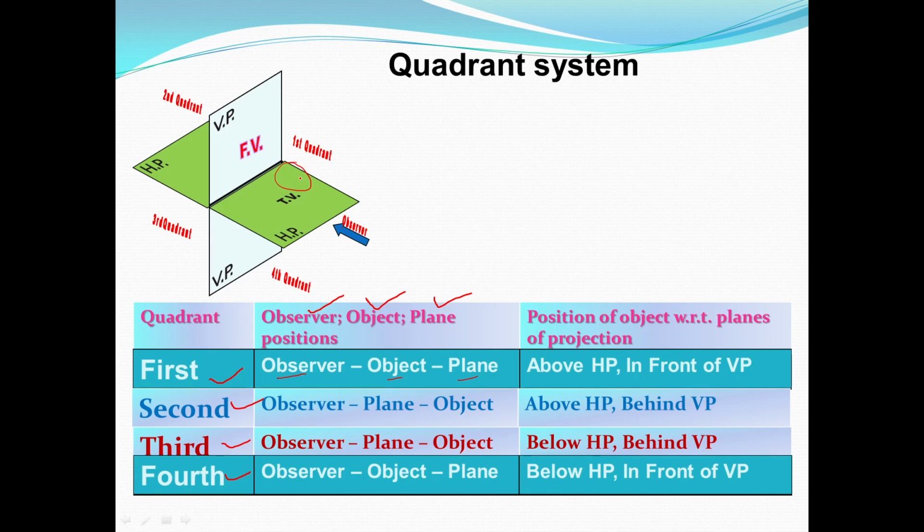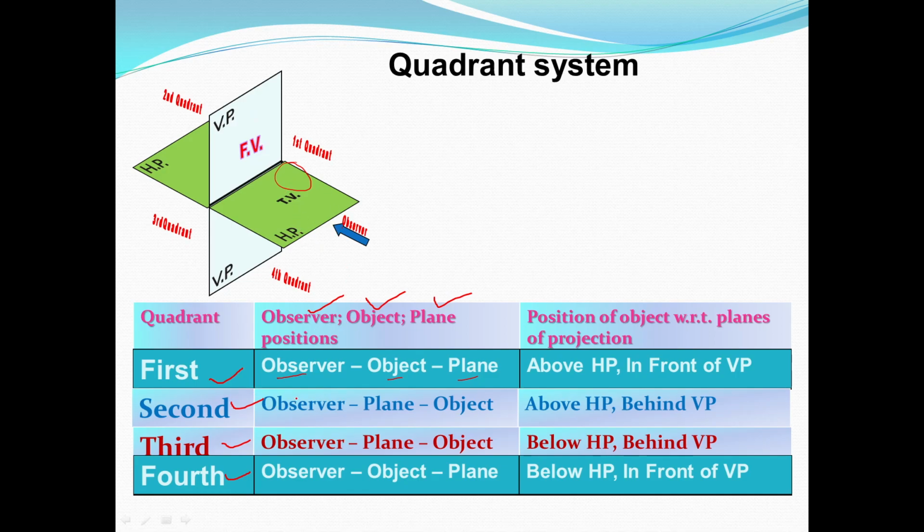The position of the object with respect to the plane of projection is above HP, in front of the VP. So this object is above the HP, in front of the VP: upside from this horizontal plane, and in front of this vertical plane. So, vertical plane, horizontal plane.